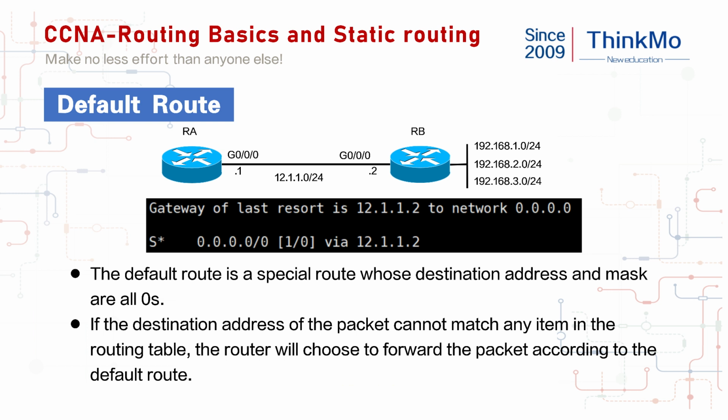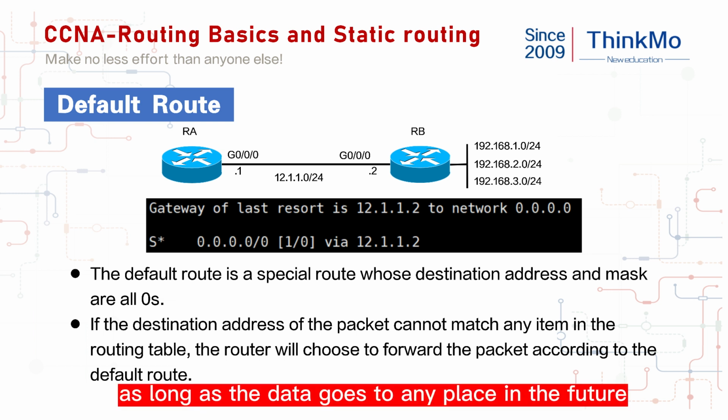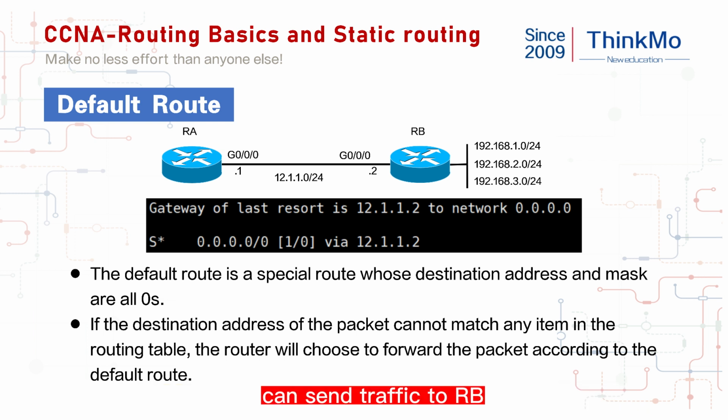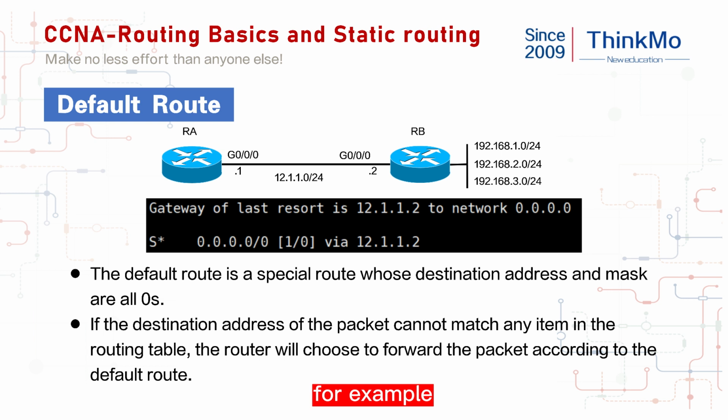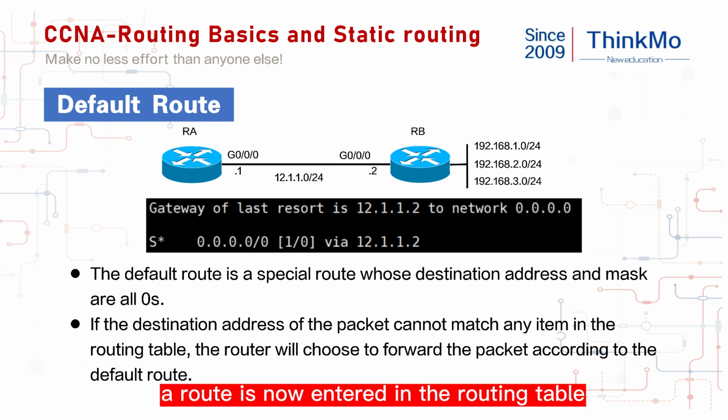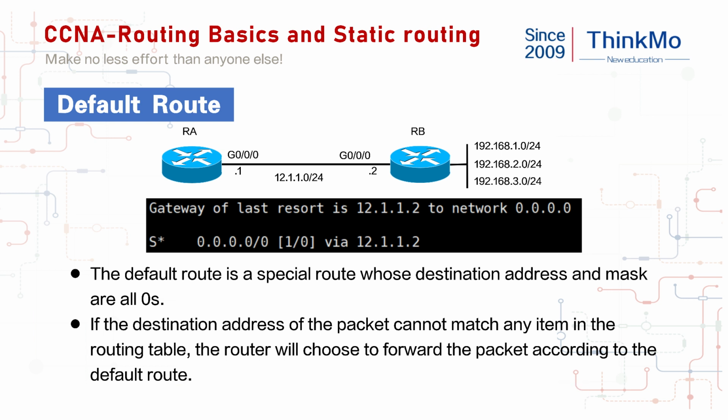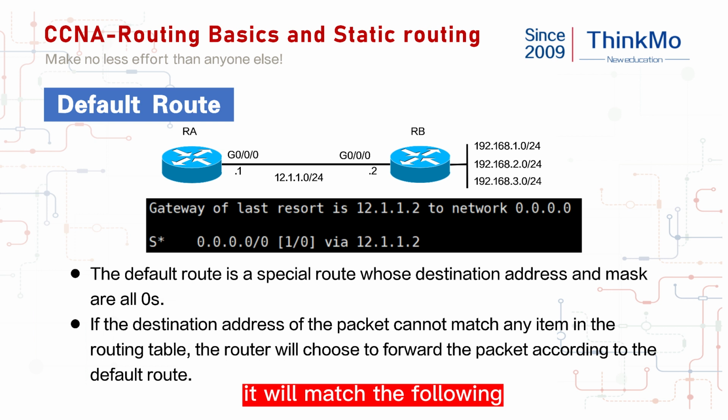That is, as long as the data goes to any place in the future, it can send traffic to RB. Of course, the premise is that there is no precise route in the routing table. For example, a route is now entered in the routing table, 192.168.1.0 with a 24-bit mask. Then if there is a route to the 1.0 network segment, it will match the following. Does not match the above.